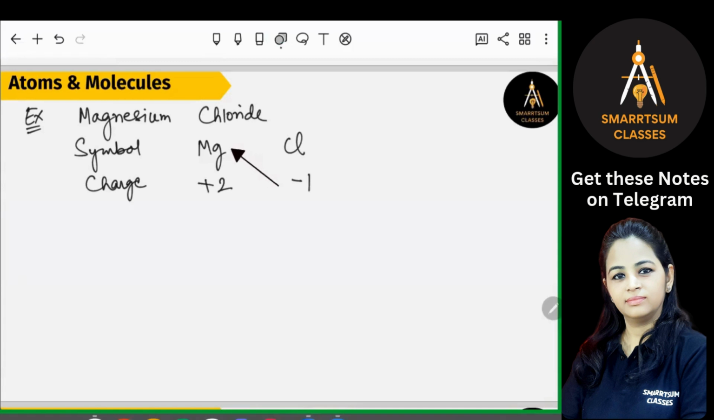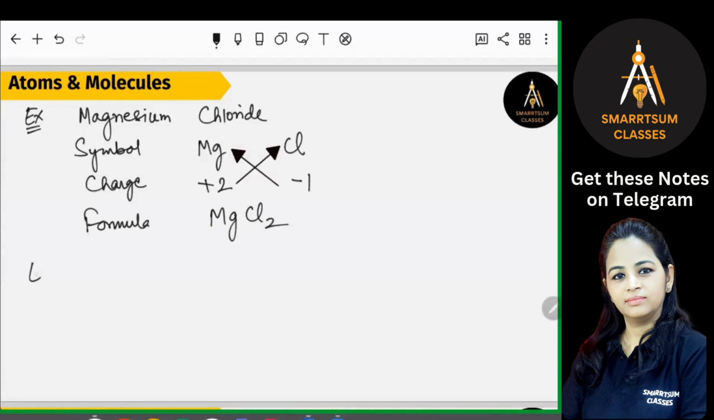Right? That means what? Magnesium having a deficiency of 2 electrons, whereas each chlorine is having 1 electron extra, right? So that's the reason one magnesium atom is combining with 2 chlorine atoms to form magnesium chloride, right? And what will be the formula now? Formula will be MgCl2. So we will write this 2 here, okay? Representing that one magnesium atom is combining with 2 chlorine atoms to form magnesium chloride.